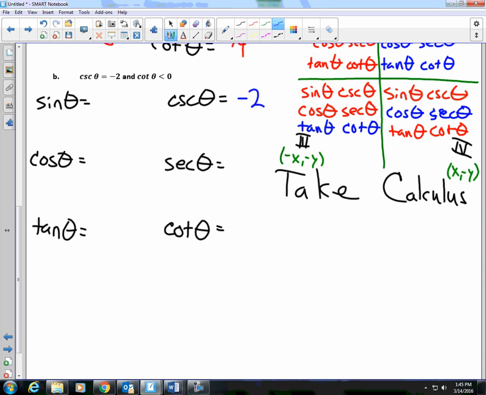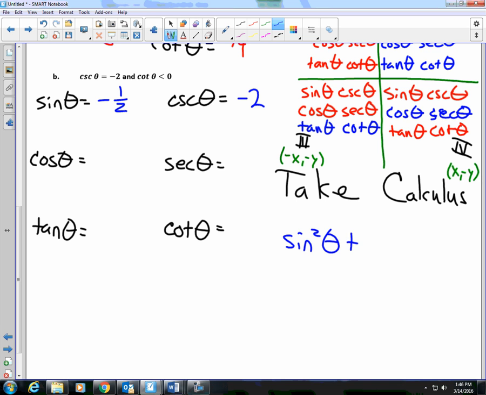So -1/2 would be sine. The sign stays the same. The negative and positive stay the same. It's just they flip upside down, okay? All right, so I've got that much. What should I do now? I'm going to pull up my handy-dandy formula.